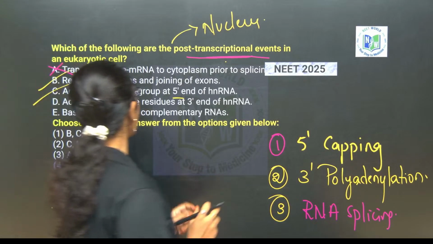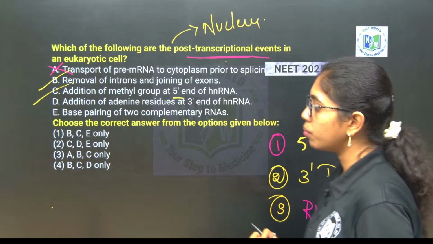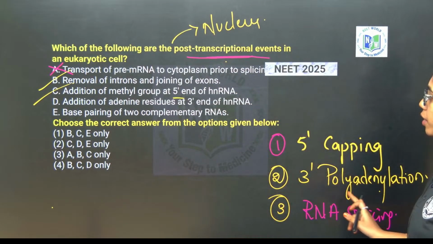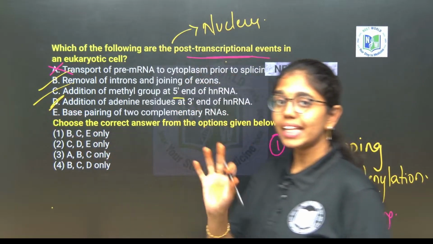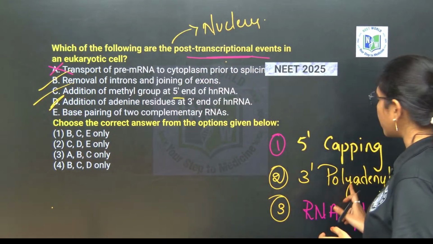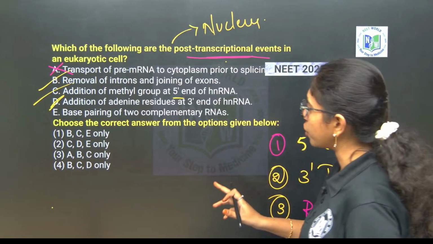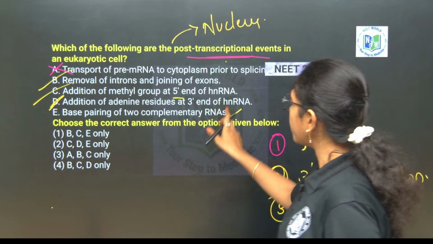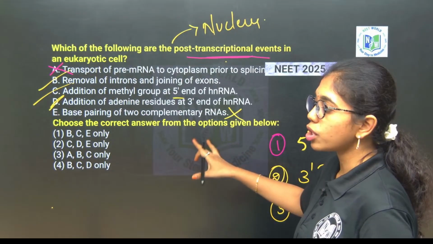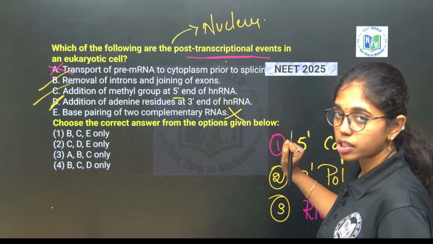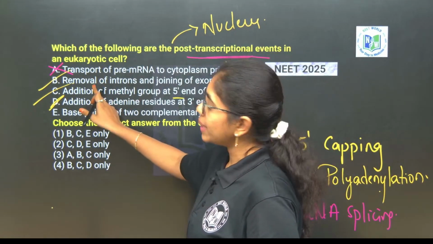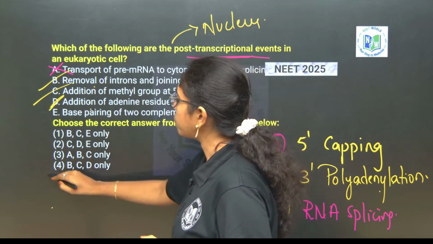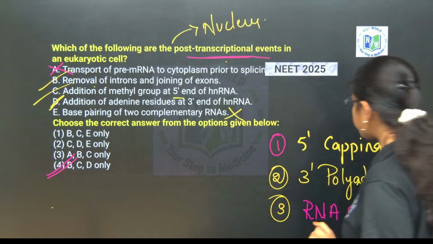D, addition of adenine residues at 3' end of heterogeneous nuclear RNA. D is right, because many adenine groups will be added at 3' end, which is polyadenylation. Base pairing of 2 complementary RNAs will not happen; this is not a post-transcriptional event. So the right options are B, C and D. Option 4 will be your right answer.